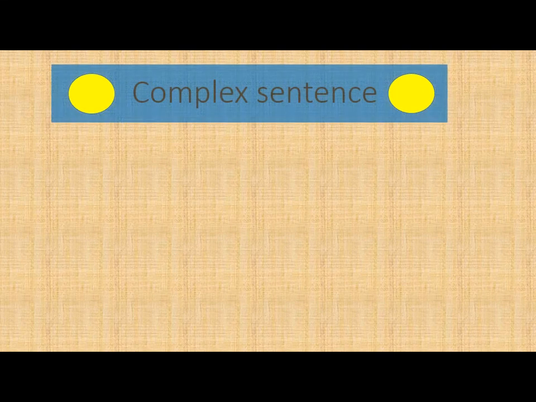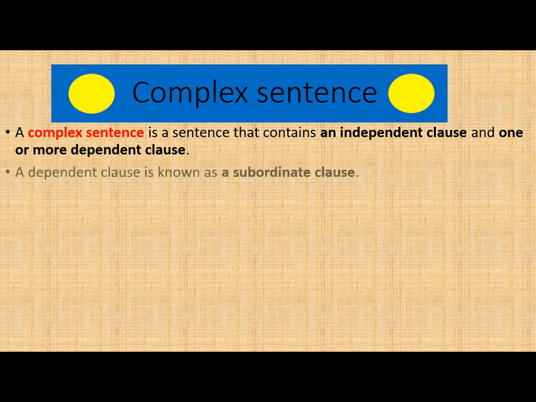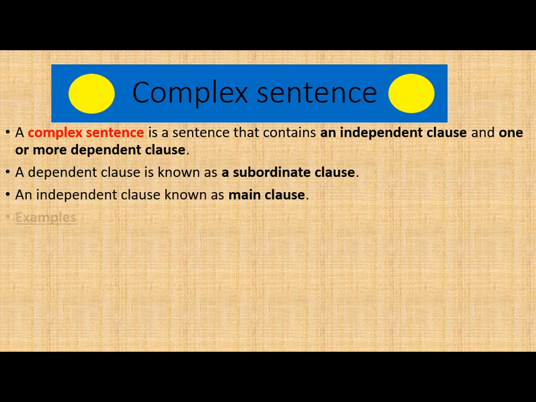Now, complex sentence. A complex sentence is a sentence that contains an independent clause and one or more dependent clauses. Remember, students, once again, a complex sentence is a sentence that contains an independent clause and one or more dependent clauses. A dependent clause is known as a subordinate clause. An independent clause is known as the main clause.